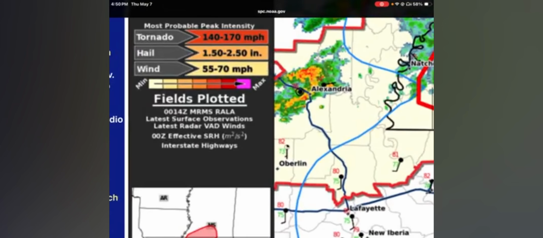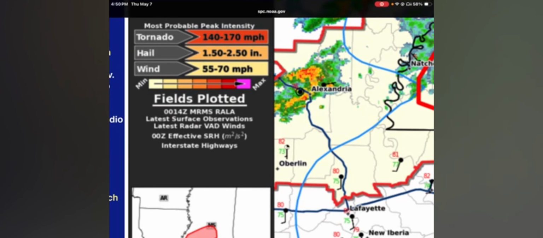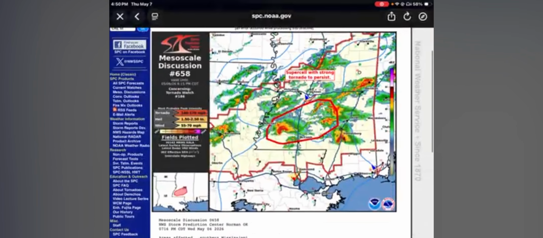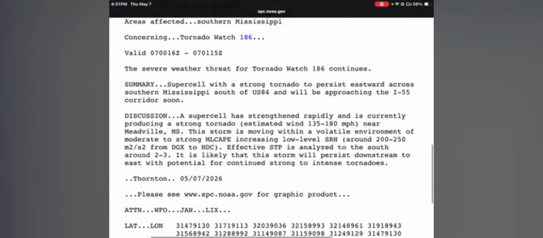Fields plotted: 14Z radar, surface analysis, surface observations, radar VAD winds, effective storm relative helicity at 0Z, meters squared per second squared, and interstate highways. So, supercell with strong tornado threat to persist. Supercell with a strong tornado to persist eastward across southern Mississippi, south of US 84, and will be approaching the Interstate 55 corridor very soon.